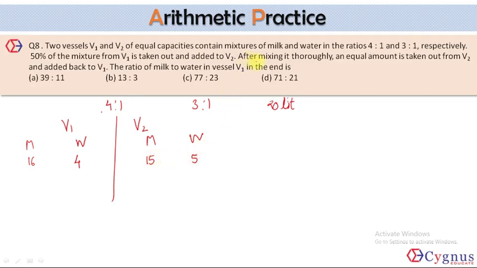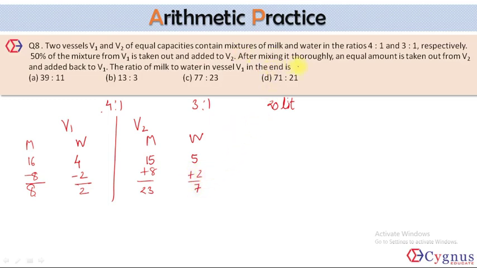Now what happened here? After mixing it thoroughly, an equal amount is taken. 50% of the mixture from V1 is taken out. When you take 50% of the mixture, that means you'll take 10 liters out of these 20. So again, that 10 liters will have milk and water in the ratio of what? 4:1. So 8 and 2. 8 liters will go to the second vessel. How much will be left here? 8. And this will be 2 liters. And I'll add 8 here, which becomes 23. And plus 2, that will give you 7.